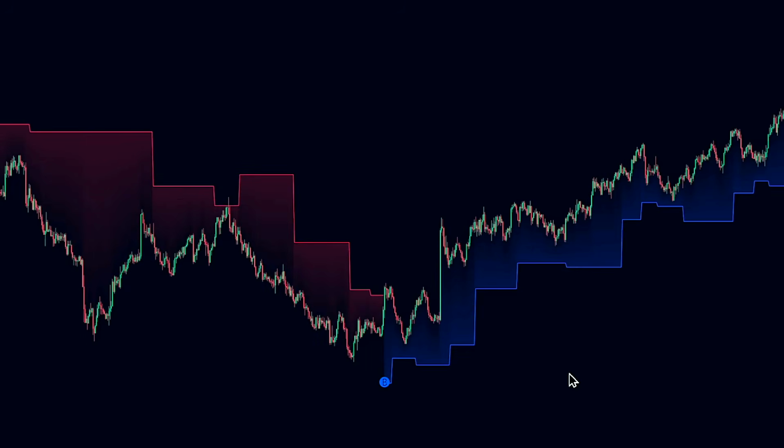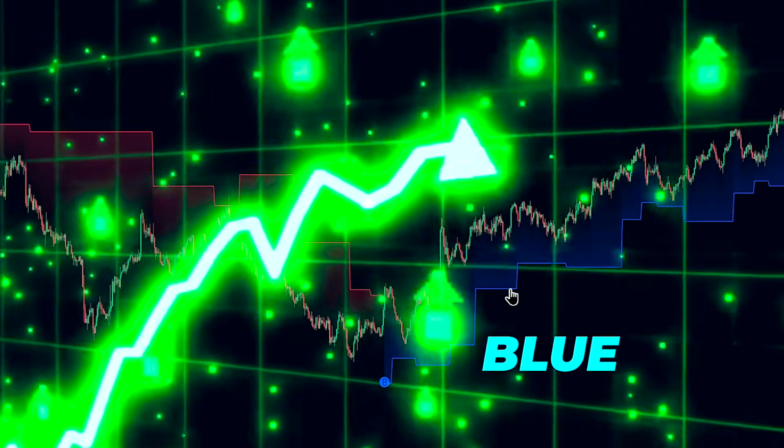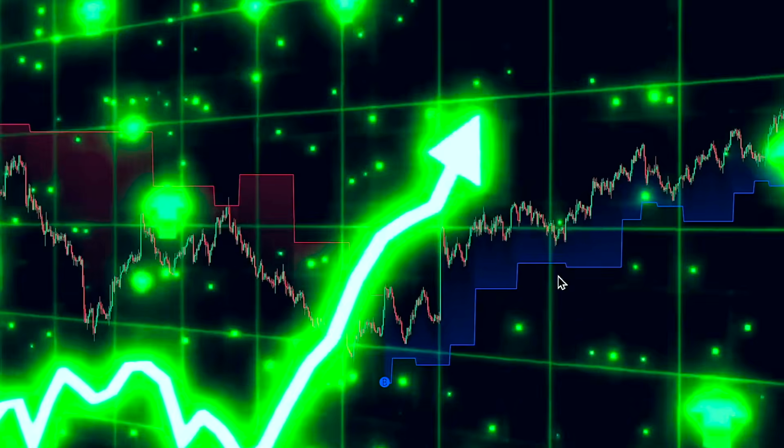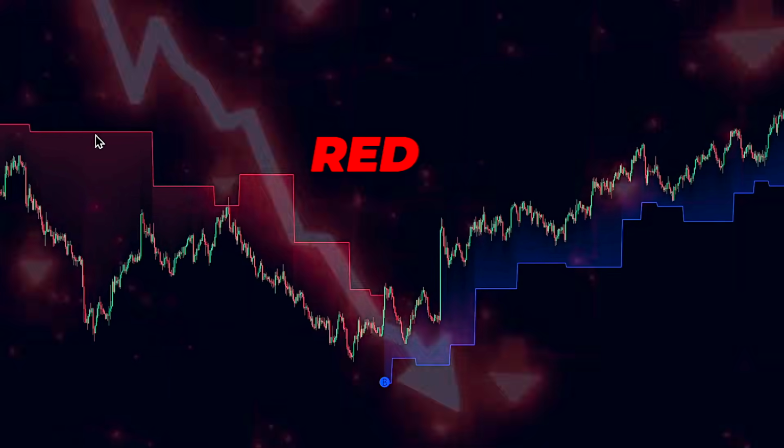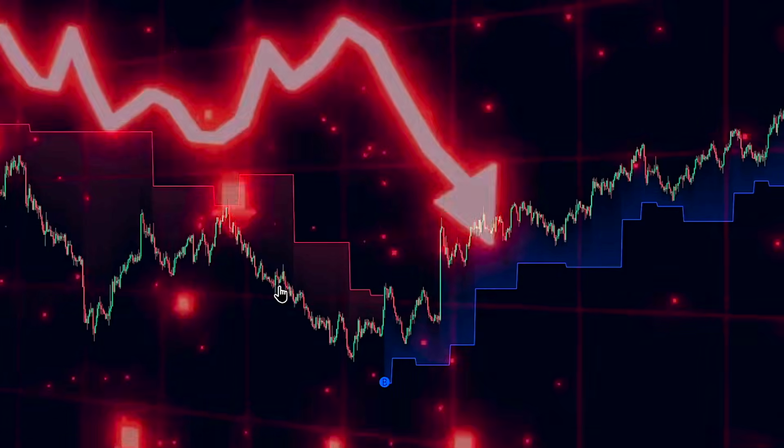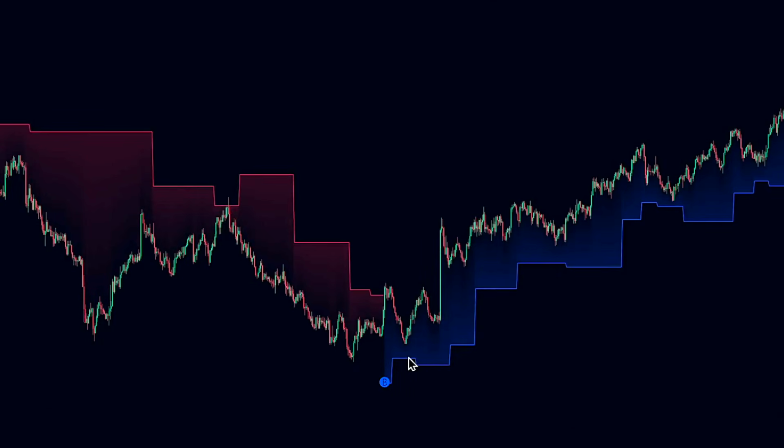So on your chart, that line becomes your trend guide. When the line is blue, it's telling you structure is bullish and the trend is moving up. When it turns red, structure is bearish and the trend is heading down. In a bullish trend, the line sits below price and acts like dynamic support. In a bearish trend, it sits above price and acts like dynamic resistance. That's why this tool is so useful for entries. Instead of guessing where support or resistance might be, you get a trailing structure level that updates as the market creates new pivots.